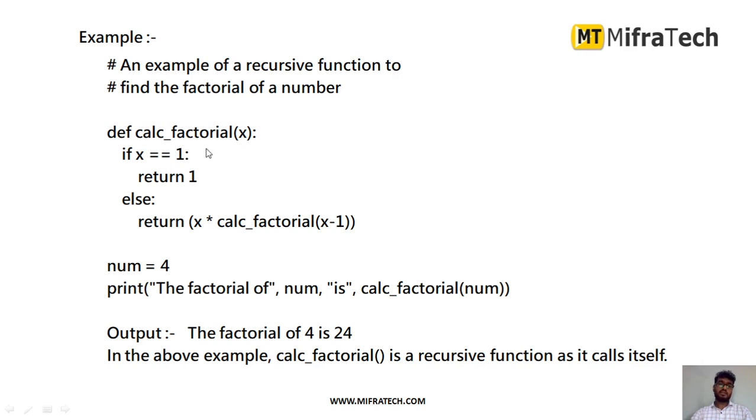First I am checking whether x is equal to 1. When the input is equal to 1, I return 1 as the output, because the factorial of 1 is 1 only. Otherwise, if the condition fails, I return x into, again calling this cals_factorial of x minus 1. As you can see, I have called the same function within the same function only. So that is nothing but a recursive function.